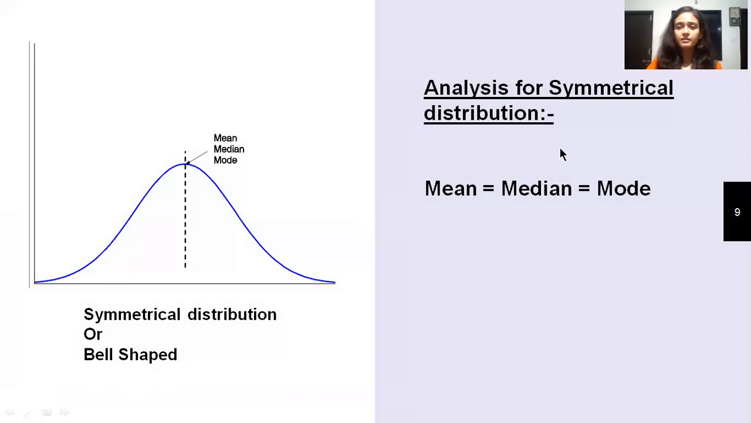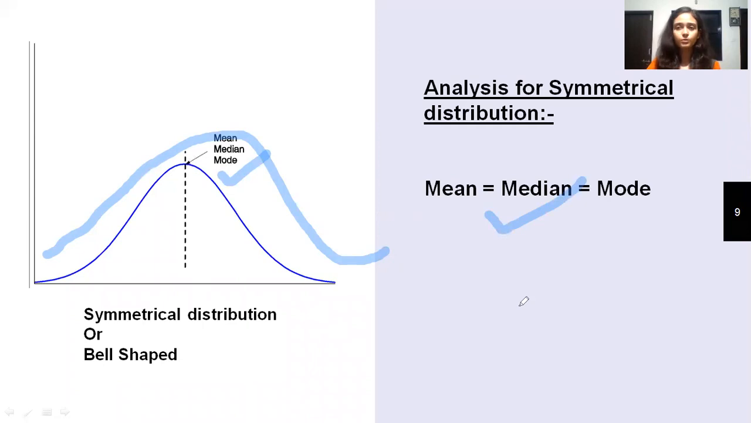Next I have the symmetrical distribution, or you can say the bell shaped. Why is it bell shaped? Because it has a curve like this, which is like a bell. So for the symmetrical distribution, your mean, median and mode all will be at the same point. So this is my mean, median and mode. All three are equal for symmetrical distributions.